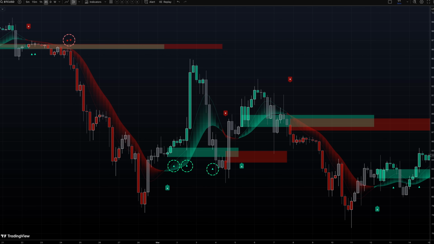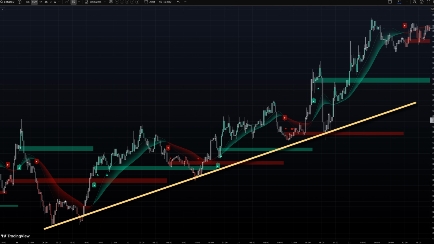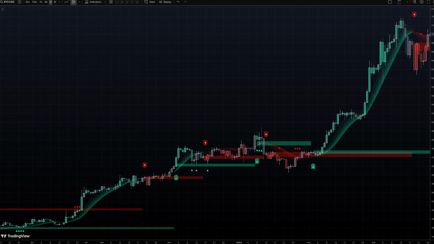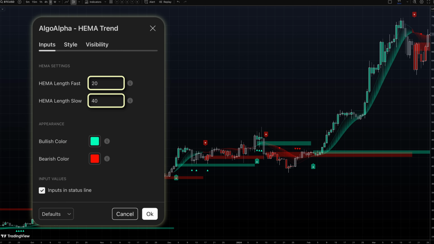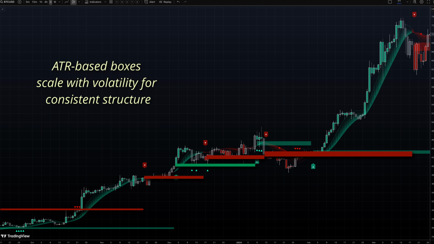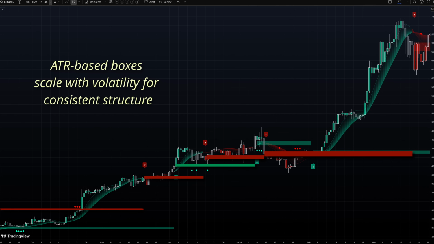Triangle markers appear when price tests the box levels, indicating potential support or resistance interactions. Traders can use this system for trend-following strategies, entering positions when HEMA crossovers occur, and managing trades based on box-level tests. The dynamic nature of these levels makes them suitable for swing trading approaches, where trend continuation or reversal patterns develop. The indicator offers customization through adjustable HEMA periods and color schemes, though the core logic remains fixed. The ATR-based box sizing automatically adapts to market volatility, ensuring levels remain proportionally relevant across different market conditions and timeframes.